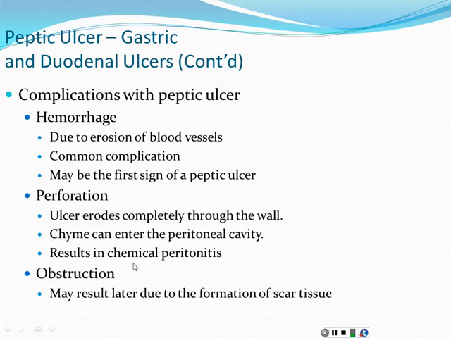And then a very rare one would be obstruction. Bad peptic ulcers, gastric ulcers or duodenal ulcers, over time might cause enough scarring that the tube constricts shut. So the duodenum closes, or even the stomach itself gets so scarred that nothing can get through. And that's going to cause malnourishment.